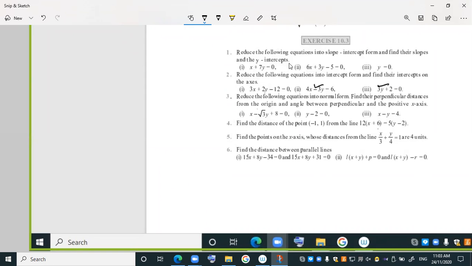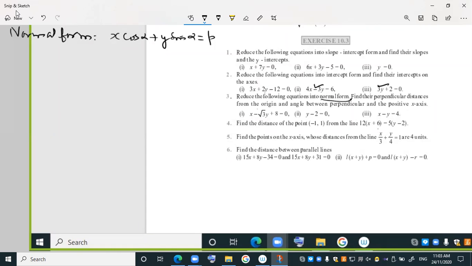Now the third one is reduce the equation into normal form. What is normal form? The normal form of an equation is x cos alpha plus y sin alpha is equal to p. But when we have to find cos alpha and sin alpha and p, there we have to use the formula for finding cos alpha, sin alpha and p.